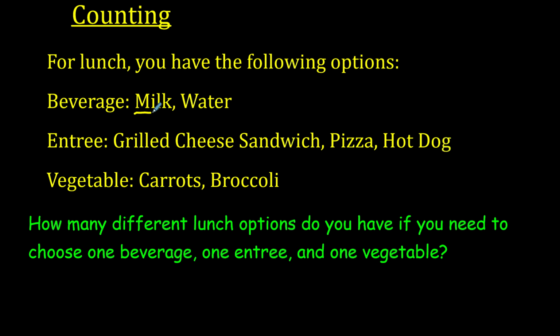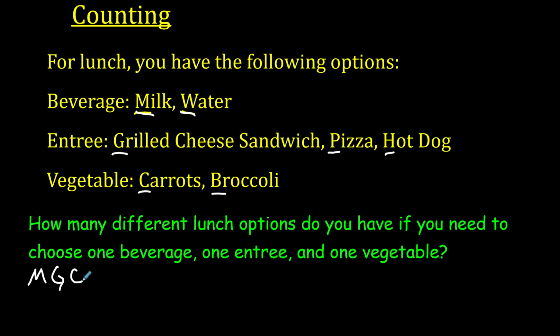So our beverage options are milk and water. Let me grab a different color here. There we go, milk and water. Then our entree options are grilled cheese, pizza, and hot dog. And then our vegetables are carrots and broccoli. So what I'm going to do is I'm just going to start listing them out. So let's start with the beverage of being milk. So we've got milk, and we could pair that with grilled cheese, and then we could have carrots.